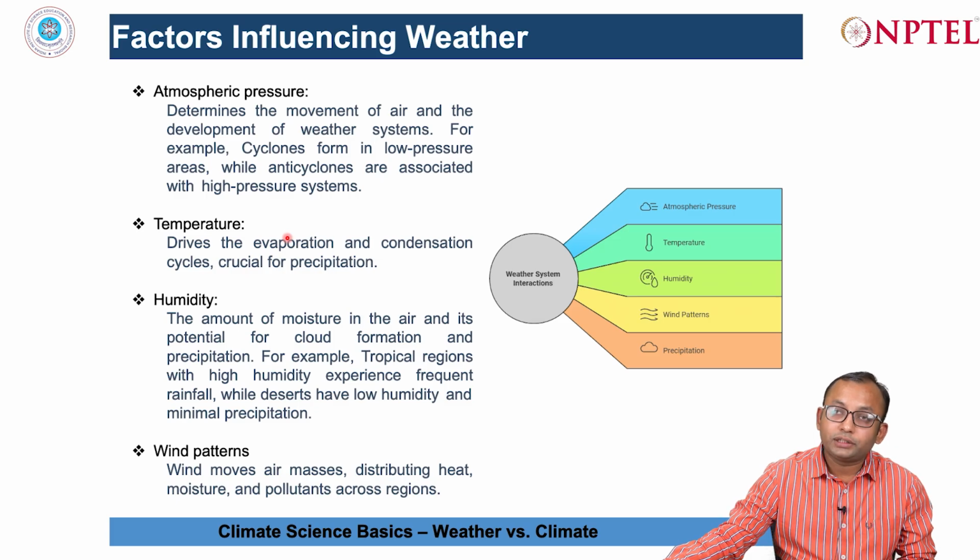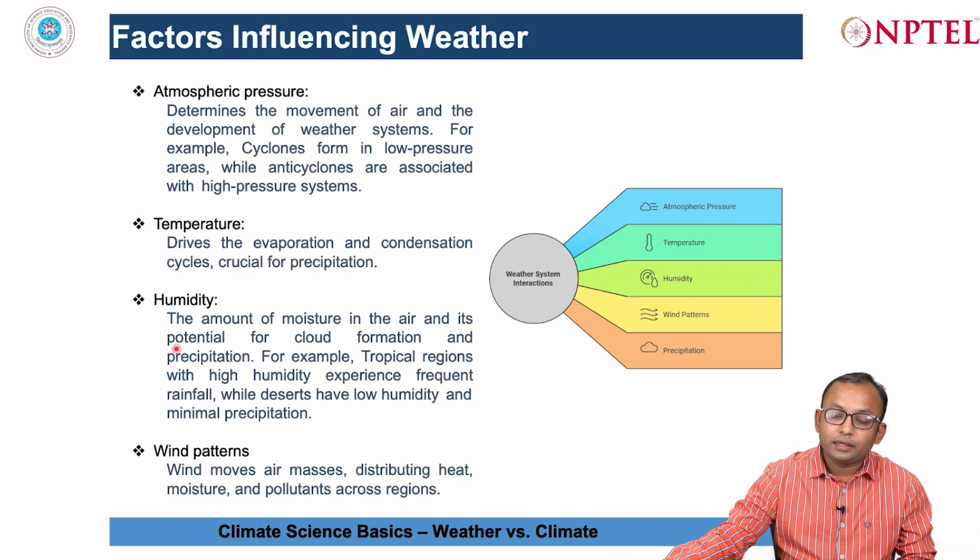The amount of moisture sometimes also tells about the potential for cloud formation and precipitation in one particular region or state. For example, a tropical region with higher humidity experiences frequent rainfall, whereas a desert or arid region with a lower amount of humidity has very minimal precipitation.